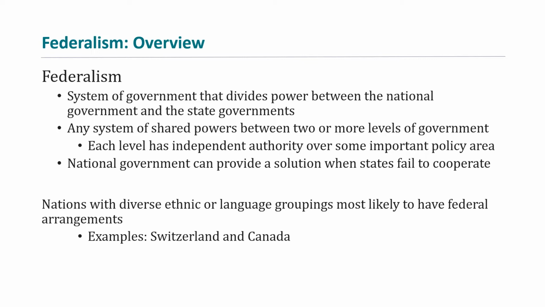In the federal system, the central government shares power or functions with lower levels of government, such as regions or states. These lower levels of government typically will have significant independent power over certain policy areas, such as licensing, like driver's licenses, licenses for cosmetologists or engineers, education, and social problems. Nations with diverse ethnic or language groupings are most likely to have federal arrangements, such as Canada or Switzerland.